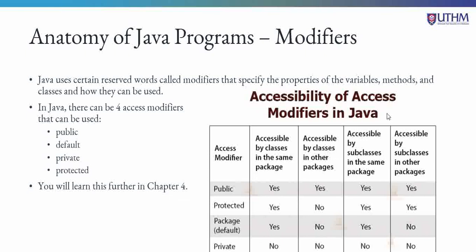So these are the reserved keywords. Java uses certain reserved words called modifiers that specify the properties of variables, methods, and classes and how they can be used. In Java, there are 4 access modifiers that can be used. They are public, default, private, and protected. As of now, you have seen public, you have seen private. In part 1, you have seen private, right? You will learn this further in chapter 3.